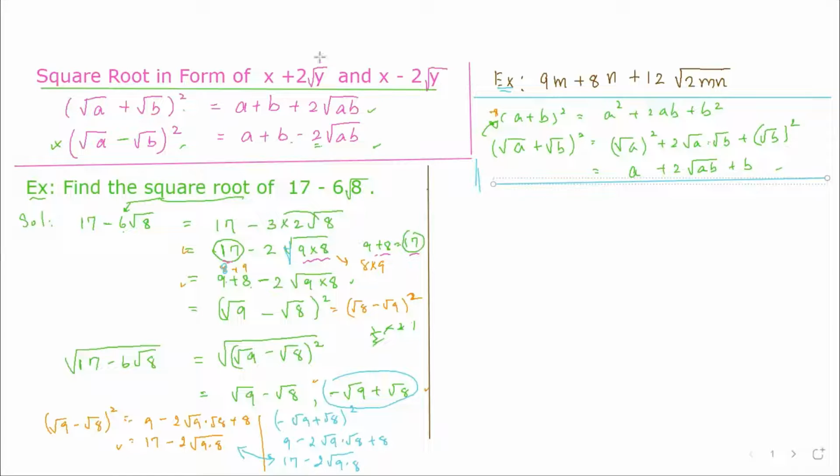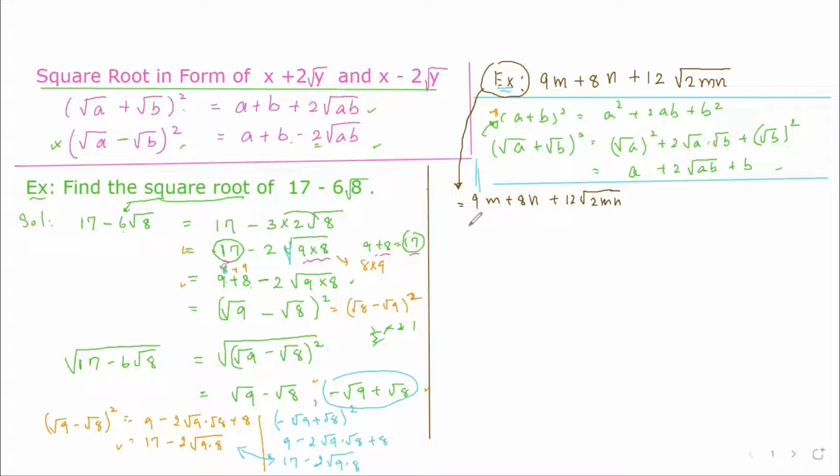Okay, now I'm going to do this example, this one. Maybe I can rewrite it, from here I write it down here, okay? So now we do the same way. Maybe I write it down here, better: 9m plus 8n plus 12 square root 2mn.